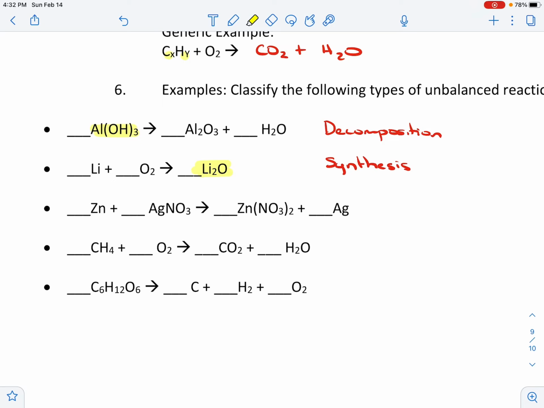Looking at this next one, it gets a little more challenging. Oh, there's an element here, and then that's a compound. An element plus a compound gives me a compound plus an element. Well, this is a single replacement. Did we say displacement above? I think we did.